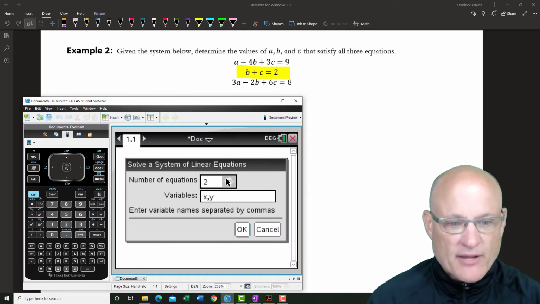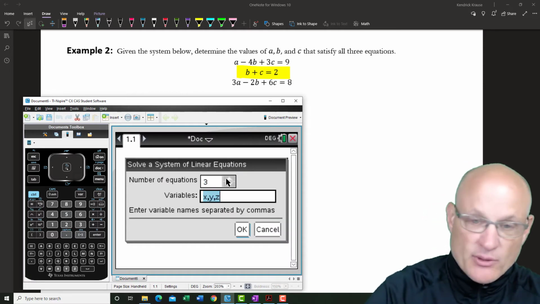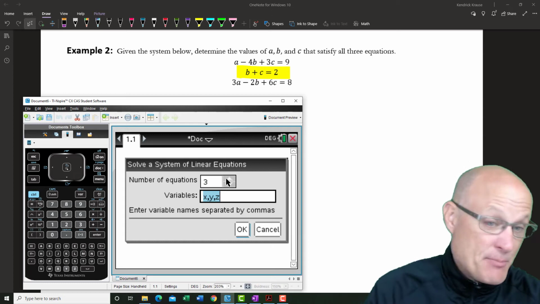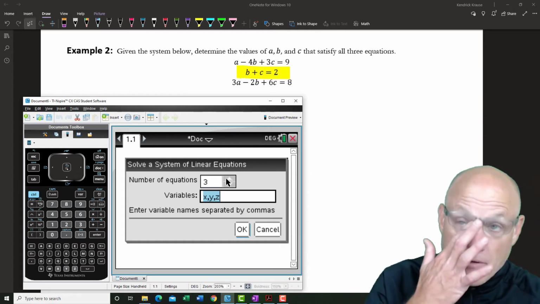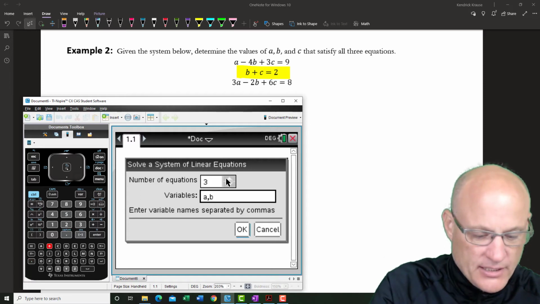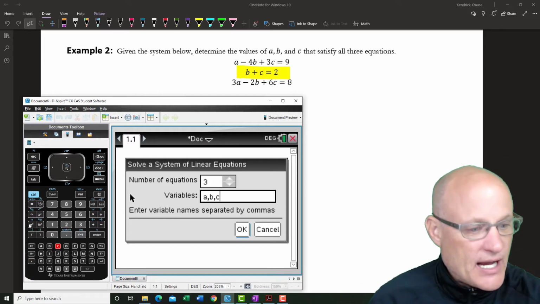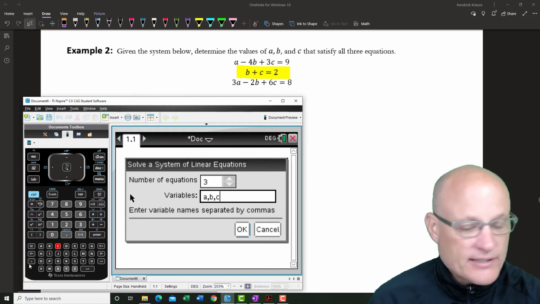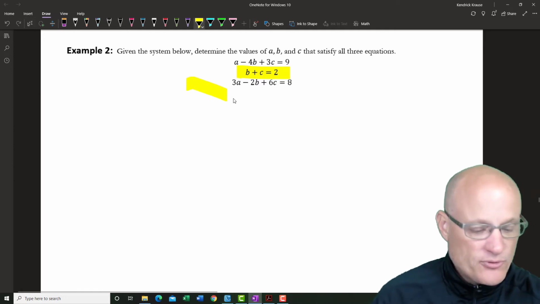You're looking for this. We've got 3 equations. Now, notice this one says X, Y, Z, but my letters are A, B, C. So in order to stay consistent, we'll just do A, comma, B, comma, C. And if you're wondering where the comma is, it's right down here at the bottom. I don't know how I can highlight it.